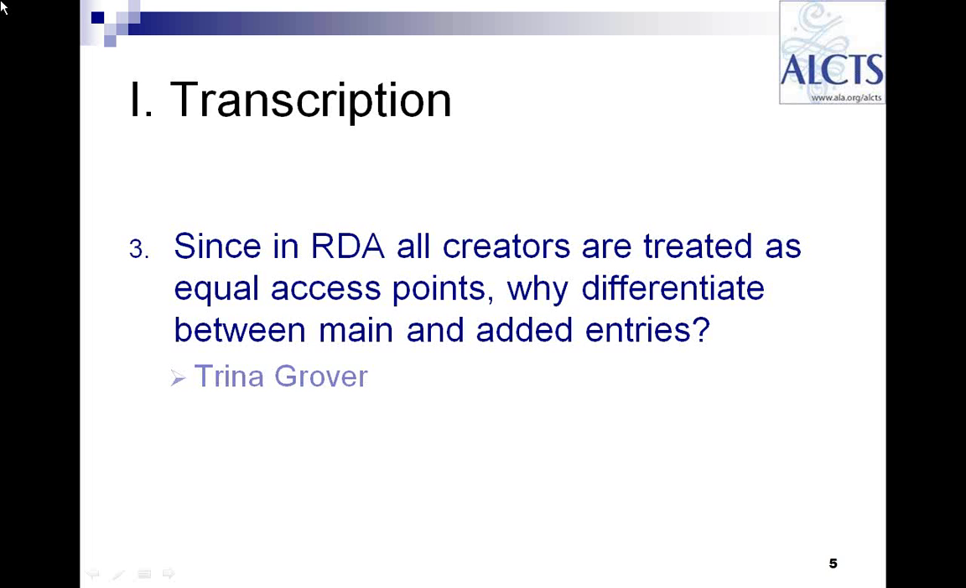So the authorized access point for a work or expression is going to identify the work. It's what we're going to use to identify a work, and we can't use the title alone. We need to have a name plus a title, which means we have to choose one name. And if there are 10 people noted as creators of a work, we can't use all 10 names. We have to choose one.